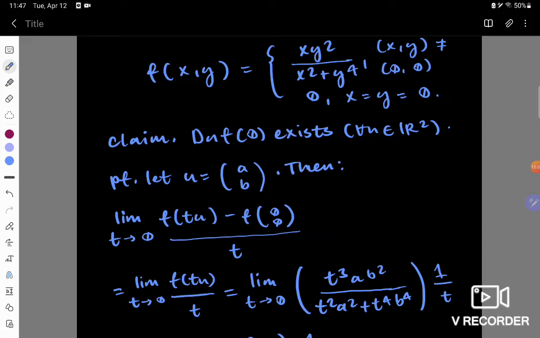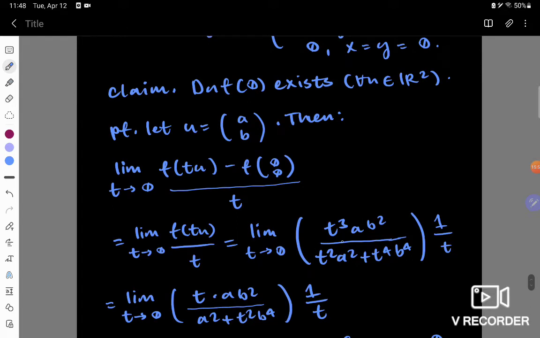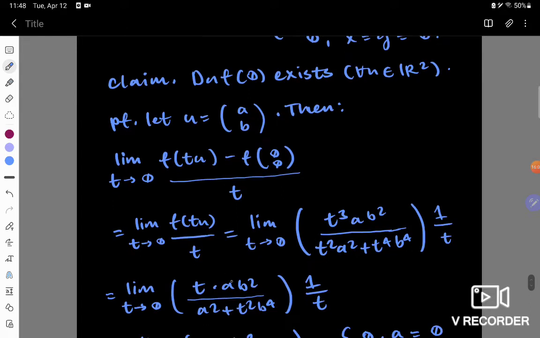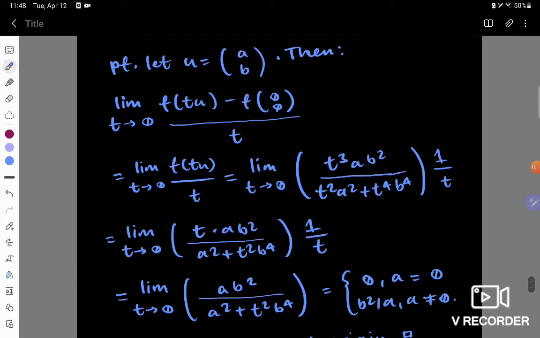This is all supposed to be within the limit though. And canceling out a factor of t squared first, we take t times ab squared over a squared plus t squared b to the fourth. This is times 1 over t, and canceling this final factor of t from the numerator, we have the limit as t approaches 0 of ab squared over a squared plus t squared b to the fourth. Now, there are two cases that we have to look at here, and these have to do with the value of a at certain points.